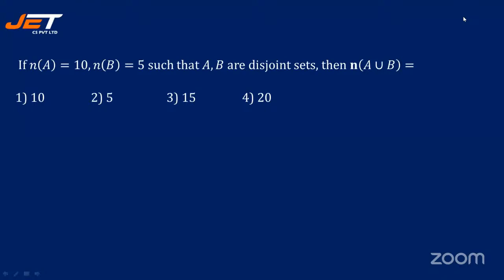If n of A is 10, n of B is 5, such that A, comma B are disjoint sets, then what is n of A union B? Yes, Umesh says option 3, that is 15, he says. Others haven't given me the answer yet. Let me repeat the question. n of A is 10, n of B is 5, such that A, comma B are disjoint sets. Then what is n of A union B?